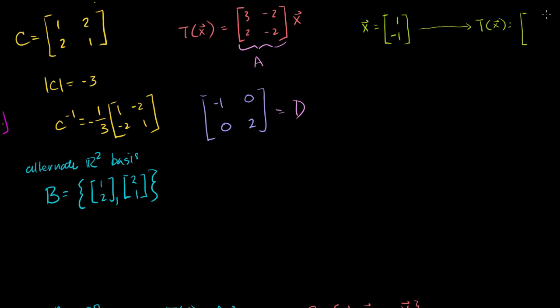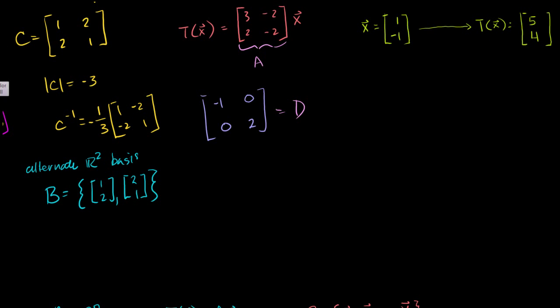Maybe I can just do it right here in this corner to save space. So it's going to be this matrix times x. So this first term right here is going to be 3 times 1 plus minus 2 times minus 1. Or plus 2, right? Minus 2 times minus 1 is just 2. So it's going to be 3 plus 2. So it's going to be equal to 5. And then the second term right here is going to be 2 times 1 plus minus 2 times minus 1. Well, that's just positive 2. So it's going to be 2 plus 2. So that is 4. So that's just the transformation of x.